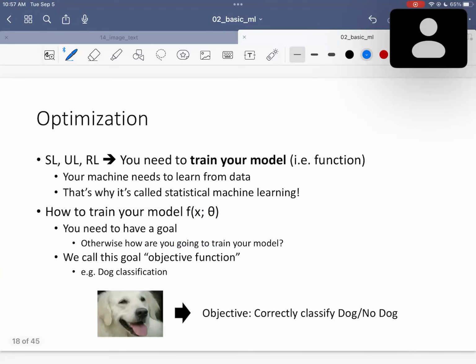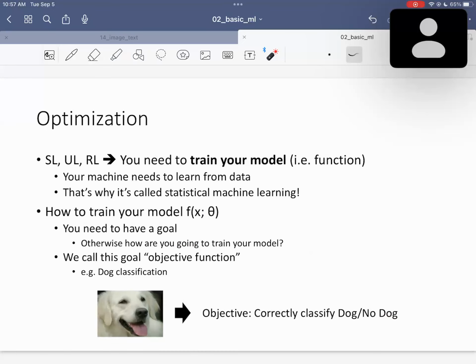It could be in dog classification, back to the binary classification example. The objective is correctly classifying dog or no dog. So that would be your objective. Given any image, if it's a dog, you want to classify it as a dog. If it's not a dog, you want to classify it as a no dog, right? So that would be your objective, your objective function.